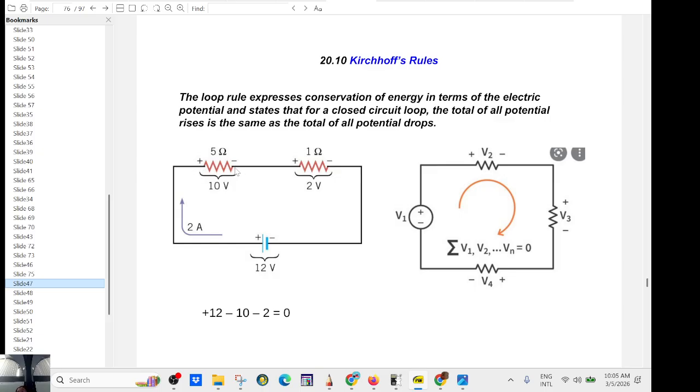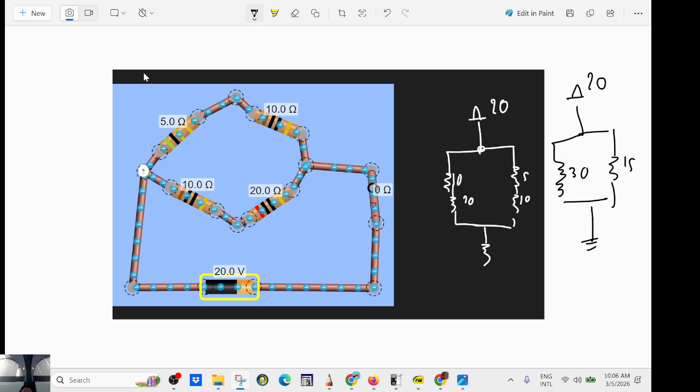So you are losing 10 volts, yes? And then you are losing 2 volts, yes? And then you keep going around, you go with the circuit. So from minus to plus, what's going to happen? You gain 12 volts. Okay, so it means that the sum of all the voltage, if you go around a loop, is going to be 0. Okay, because it has to do with the electric field.